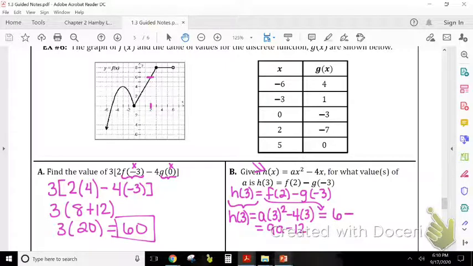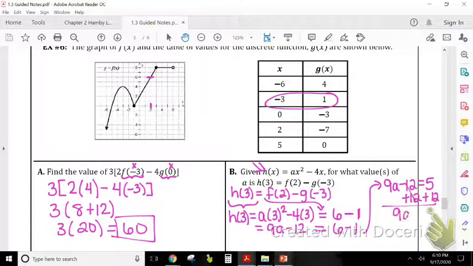Minus g of negative 3. So go to the g table. When x is negative 3, y is 1. And so we got 9a minus 12 is equal to 6 minus 1. And then we can just solve this. So 9a minus 12 equals 5. Add the 12. So 9a equals 17, and divide by the 9. And so we get a is equal to 17 over 9.